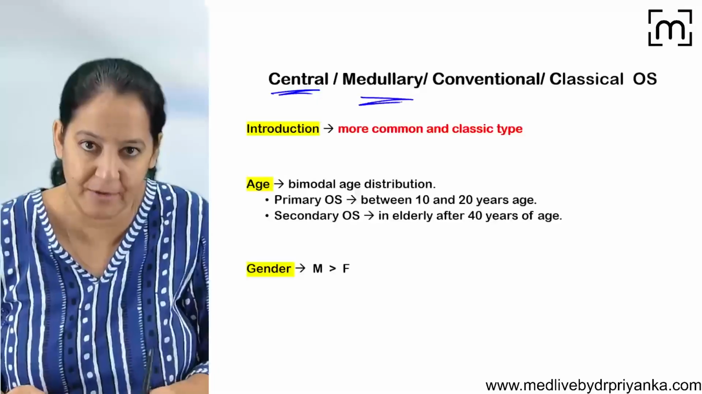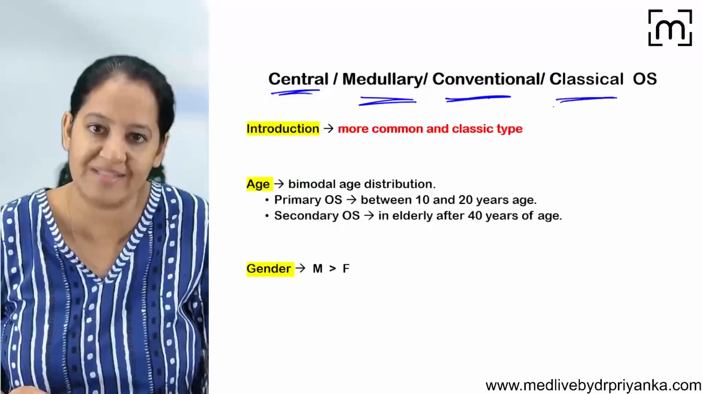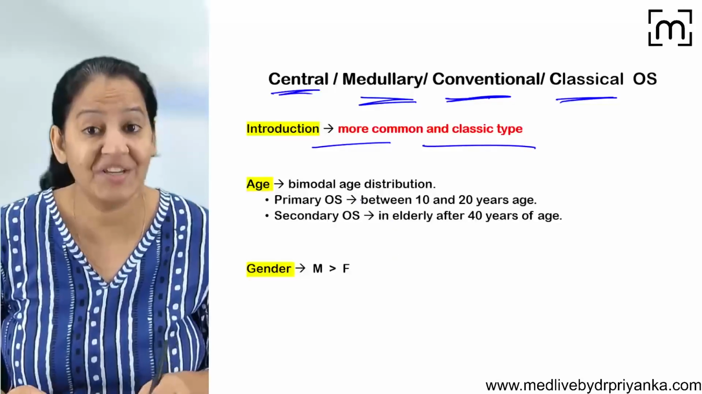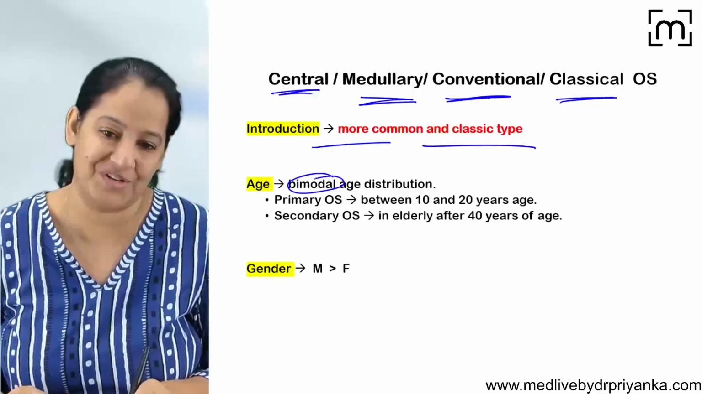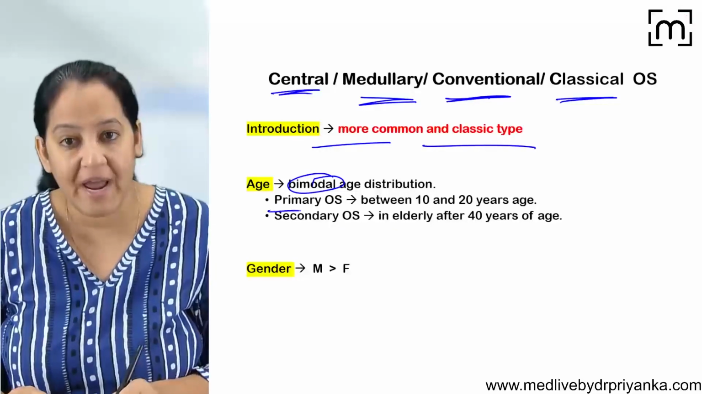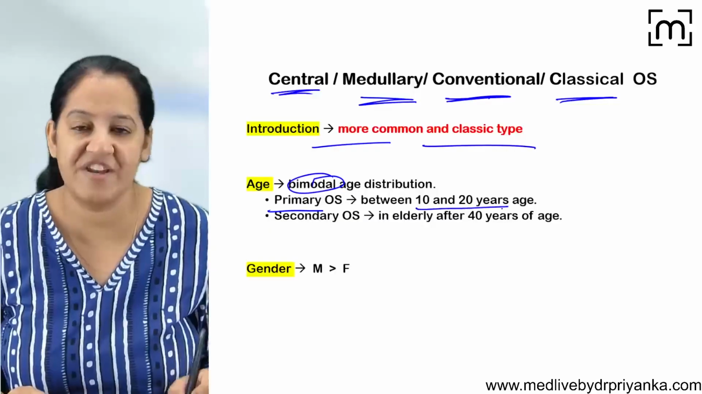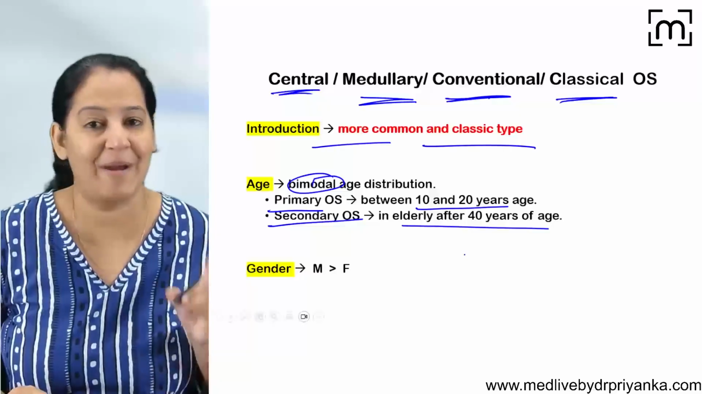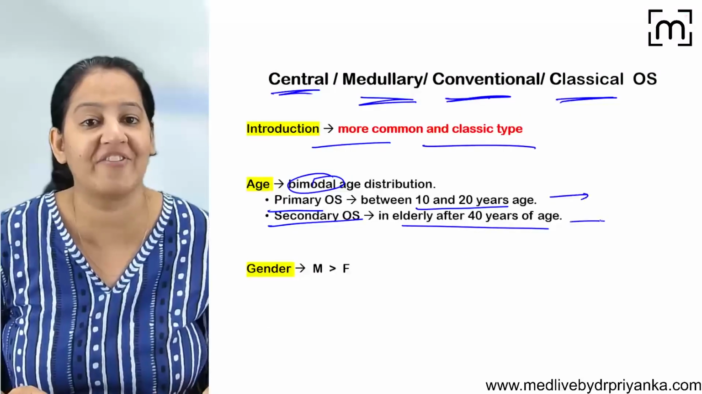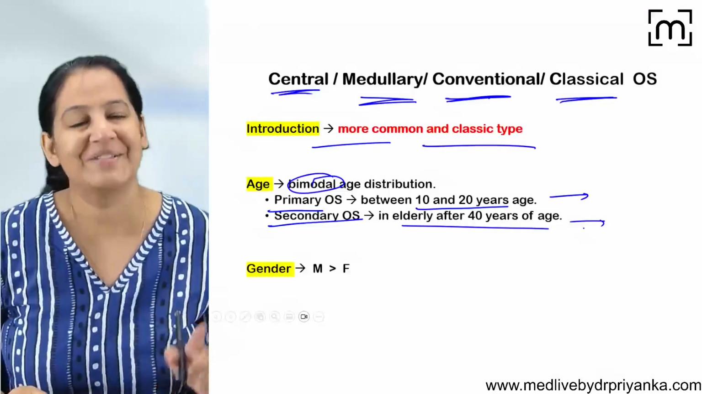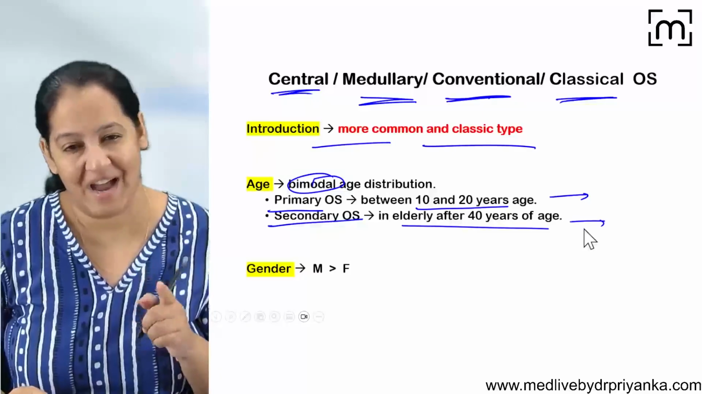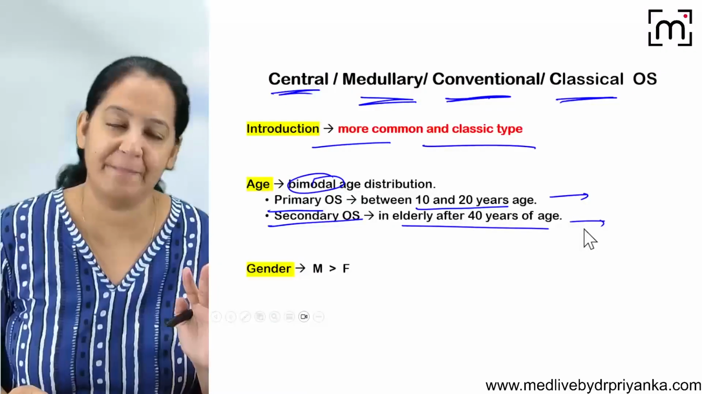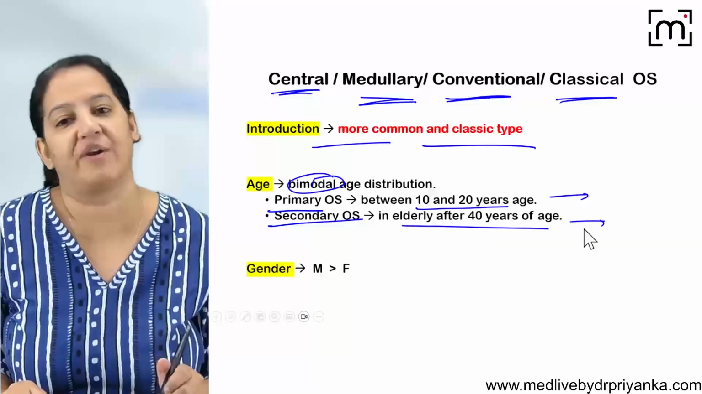Central, also known as medullary, conventional, or classical osteosarcoma. It is the most common and classical type. Age, it is bimodal in distribution. What do you mean by bimodal? If it is primary, it occurs in young age, 10 to 20 years. But if it is secondary, it occurs after 40 years. Primary means due to mutation, and secondary means pre-existing bony disorder. So primary occurs in childhood or adolescence, 10 to 20 years, but secondary occurs in old age after 40 years.